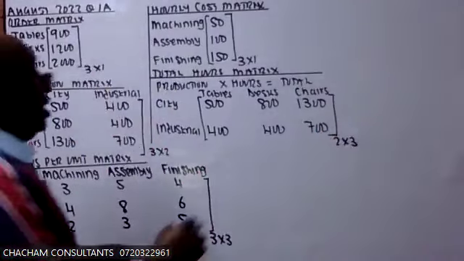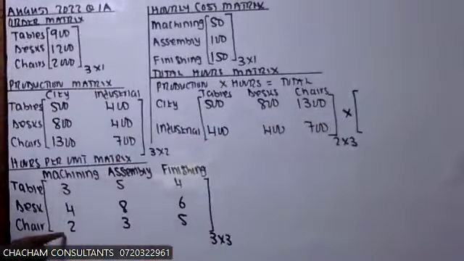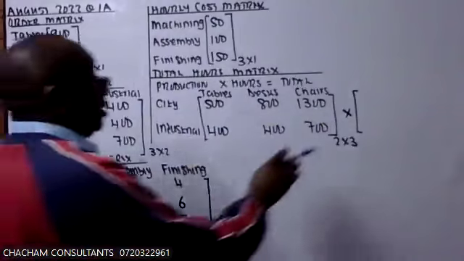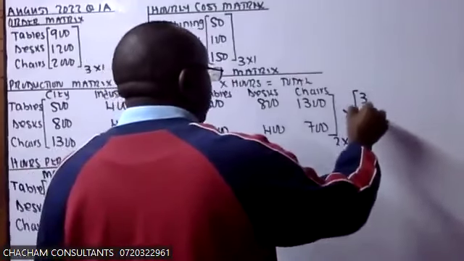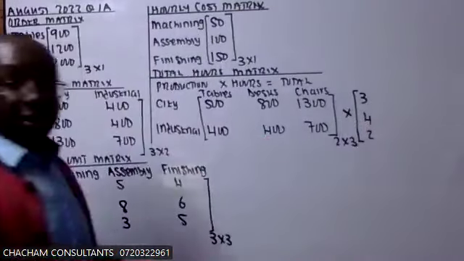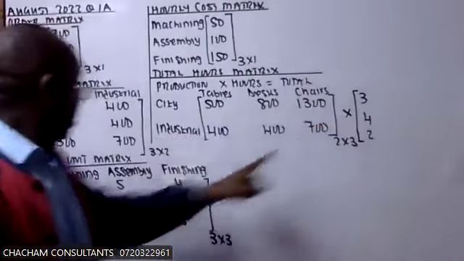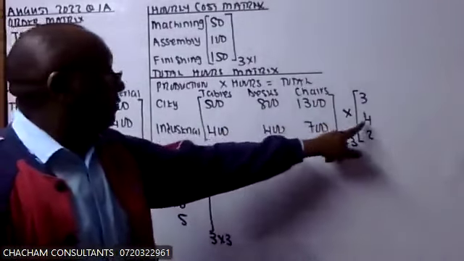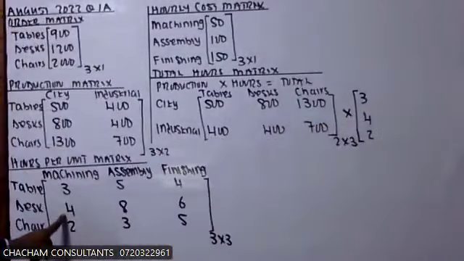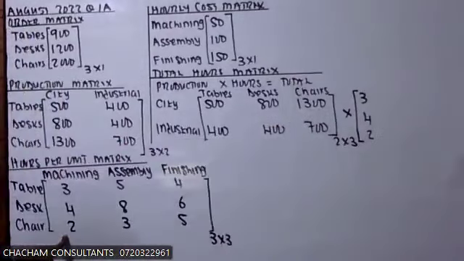Now that 2 by 3, I will multiply by this one, the way it is, this one. So that this is 3, 4, 2. Let's check whether that now agrees. These are tables. I multiply by 3. It is the time for making a table. These are desks. I multiply by 4. It is the time for making a desk. These are chairs. I multiply by 2. It is the time of making a chair. So now it is okay.